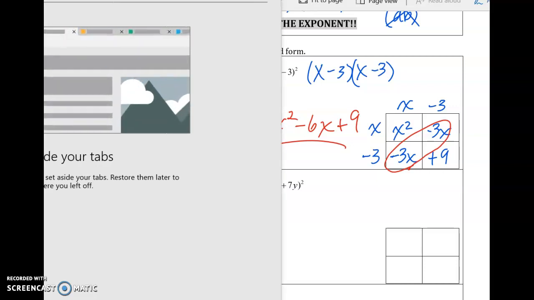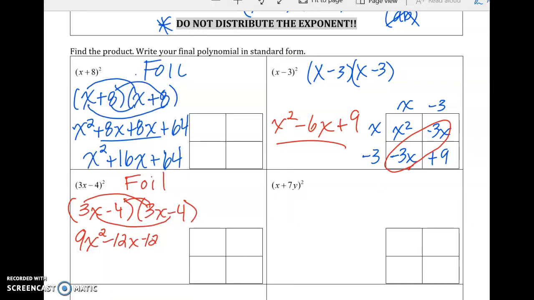And then the product of our last is negative times negative, which is a positive, so positive 16. Combining our like terms right here in the middle, final answer, 9x squared minus 24x plus 16. All right, let's take a look at one more. This time, just for a little variety, I'll utilize our box method.